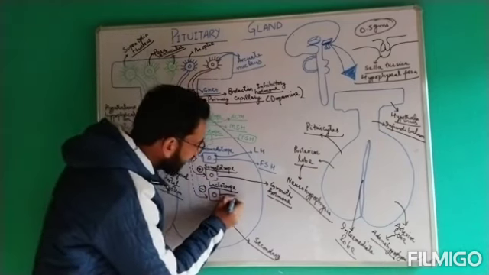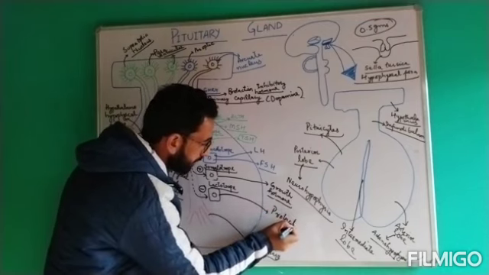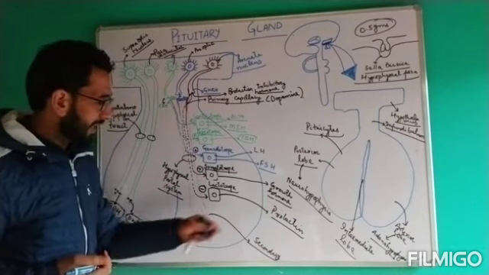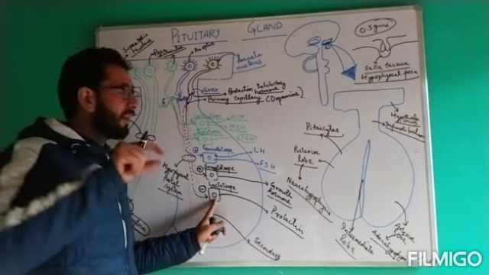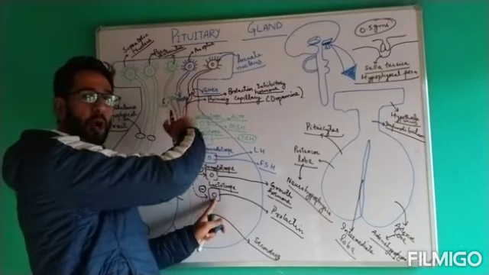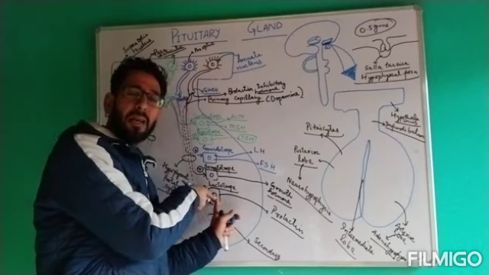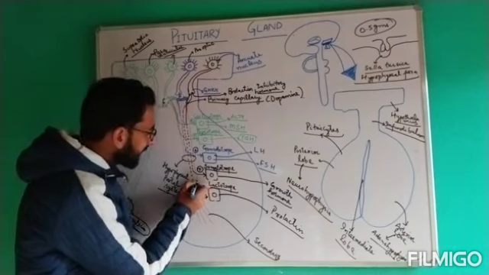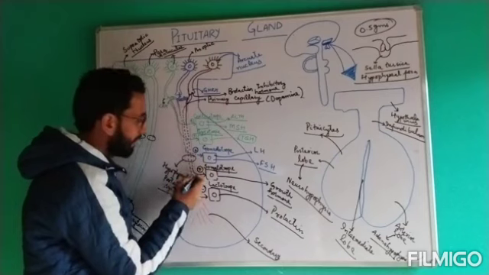This lactotrope secretes one hormone called prolactin, which is released during the period of lactation. Normally, the arcuate nucleus secretes the prolactin inhibitory hormone, which inhibits the lactotrope. So the lactotrope will secrete prolactin only when there is a decreased quantity of the prolactin inhibitory hormone.